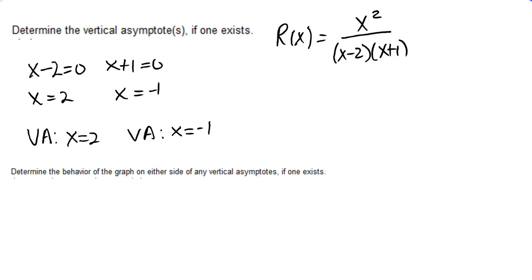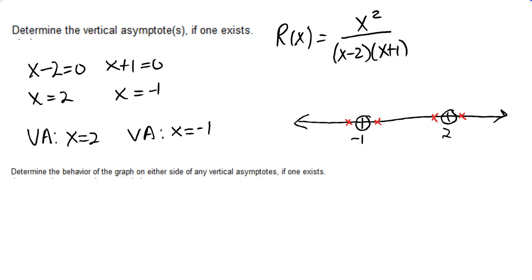So I'm going to make a chart using my vertical asymptotes to help me decide what to do here. I'm putting on my number line a negative 1, that's the location of one vertical asymptote, and a 2. I'm going to put open circles on those values because I know those are not included in the domain. So what I want to do is choose test points around that vertical asymptote and the other vertical asymptote, and determine what's happening to the y value, and that's going to help me know whether it's going to negative infinity or positive infinity.